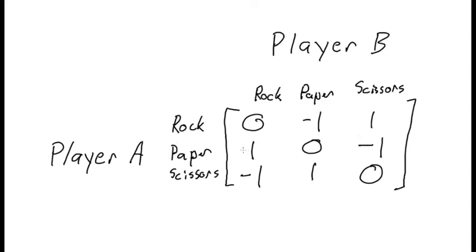Let's say you throw paper and your friend throws scissors. Since scissors beats paper, that means you lose, which means $1 would move from player A to player B. So by default, we're always looking at it from player A's perspective. A positive number indicates that money is moving from player B to player A, whereas a negative number would indicate that money is moving from player A to player B.